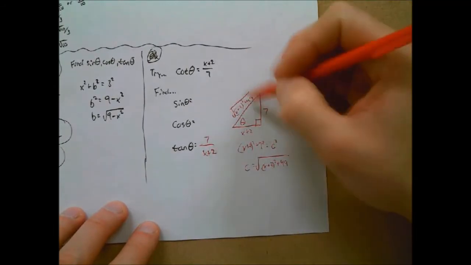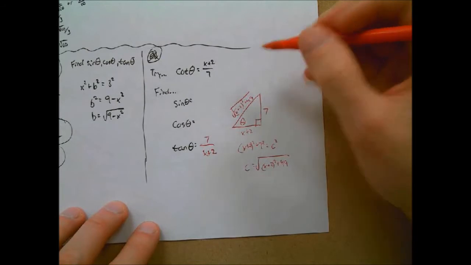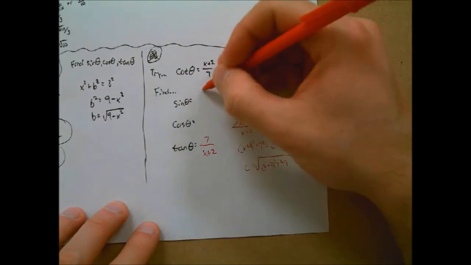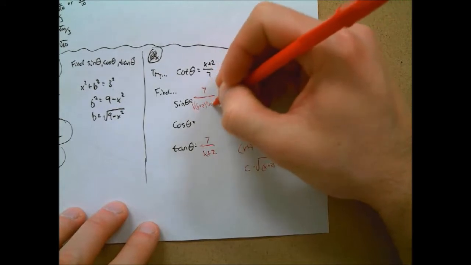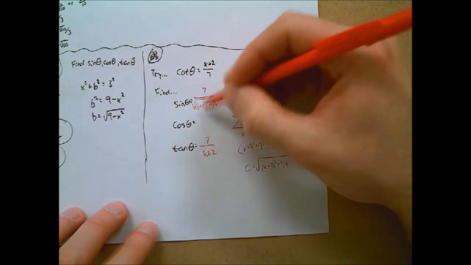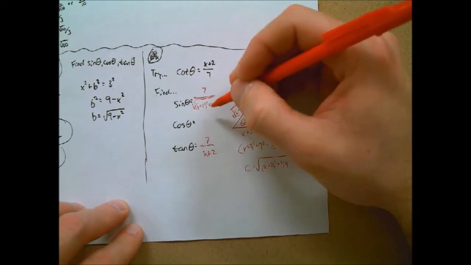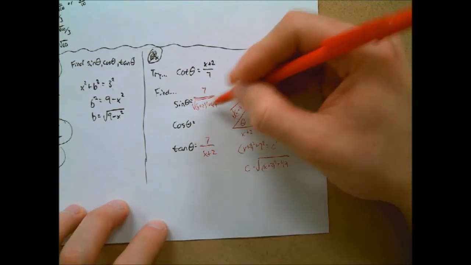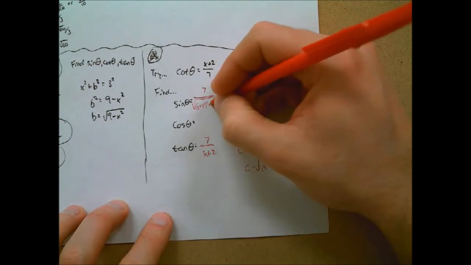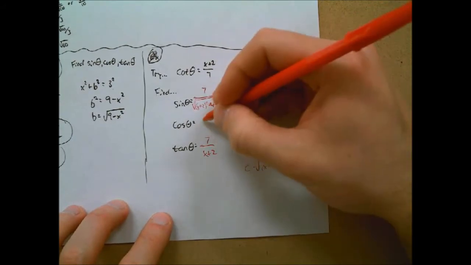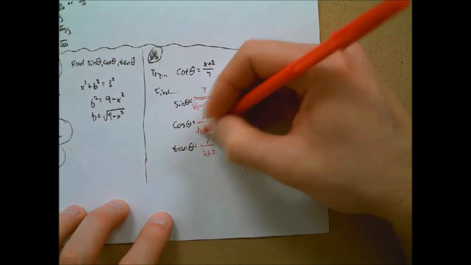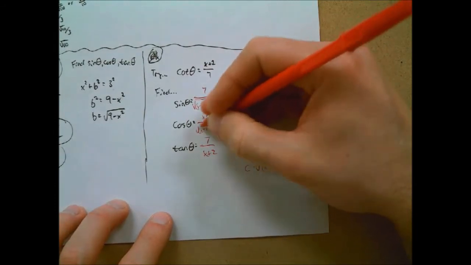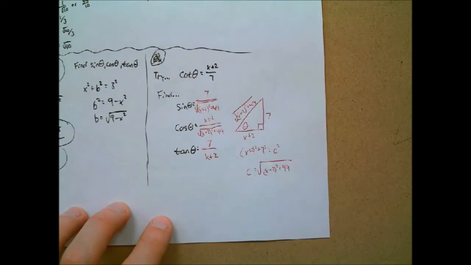Okay, that's our hypotenuse. And so sine then is going to be 7 over that root of (x plus 2) squared plus 49. Or if you multiply this whole thing out, it's x squared plus 4x plus 53, I think? So you could have that as well in your denominator, root of x squared plus 4x plus 53. And then this will be x plus 2 over root of (x plus 2) squared plus 49, like that. Okay, and so there are your 3 solutions there.